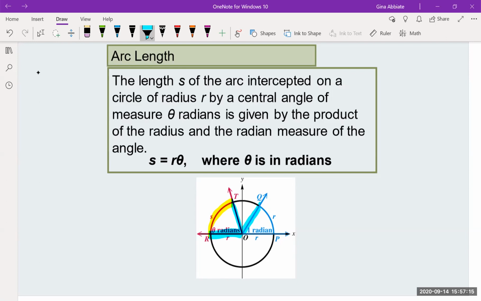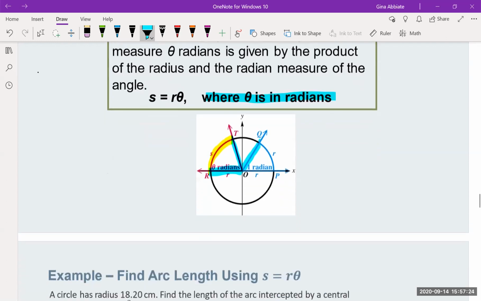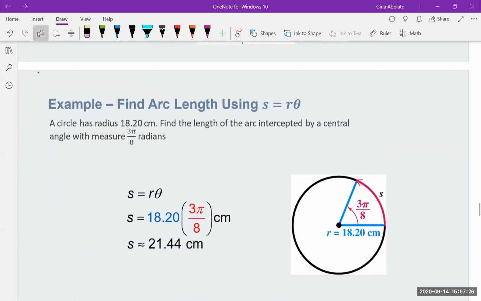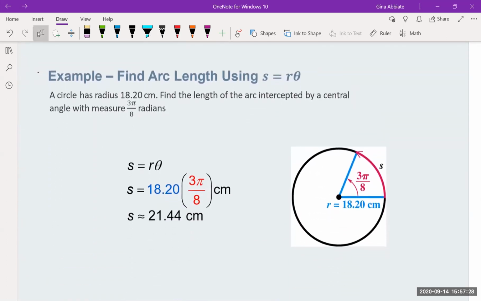But one of the things you need to notice is that for these formulas, when we have application problems, the angle measurement has to be in radians. So here's an example. We have a circle and the radius is 18.20 centimeters. We want to find the length of the arc right here on the outside of the circle. And they've given us the measure of the central angle at 3 pi over 8.